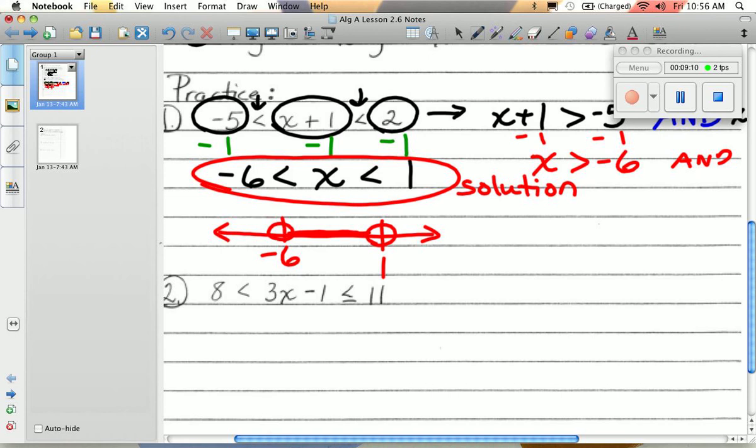Isaac? Do we have to intersect like that? Or can we go to the left and one go to the right? Not for an "and" one. No, because remember, it has to be the points that make both of them true.